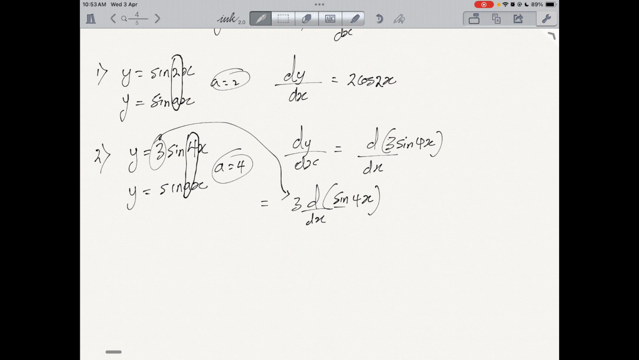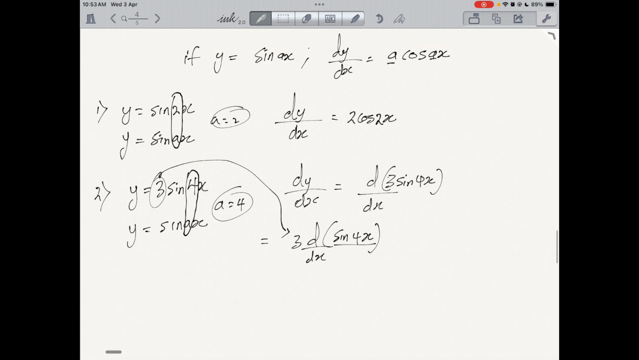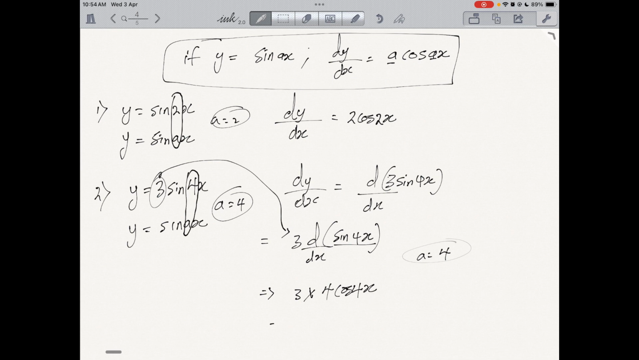Now when we differentiate sine 4x, applying the principle we have here, that if y is equal to sine ax, then our dy/dx is a cos ax. That's 3 multiplied by differentiating sine 4x, which will give us 4 cos 4x, because a is equal to 4. Now our 3 times 4 is 12, and that will give us 12 cos 4x.